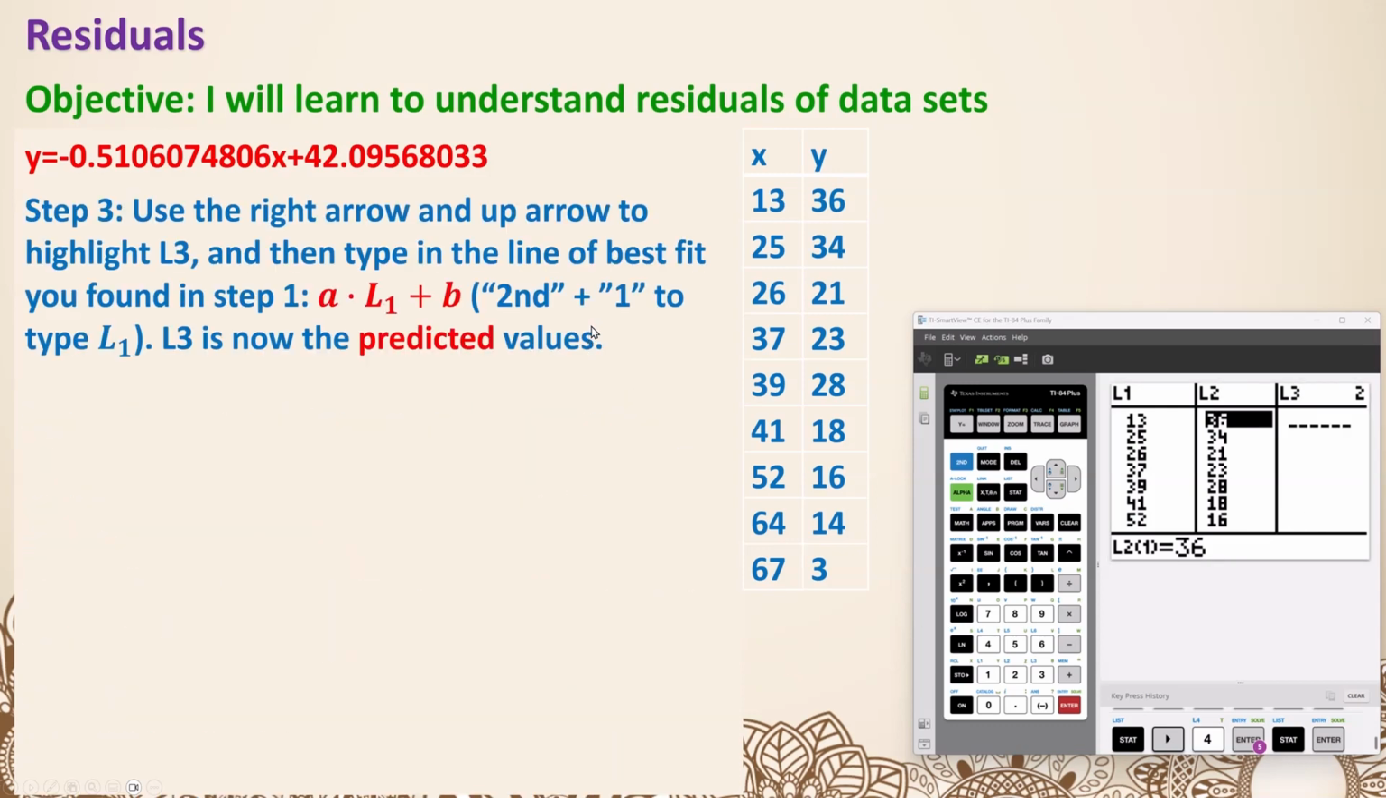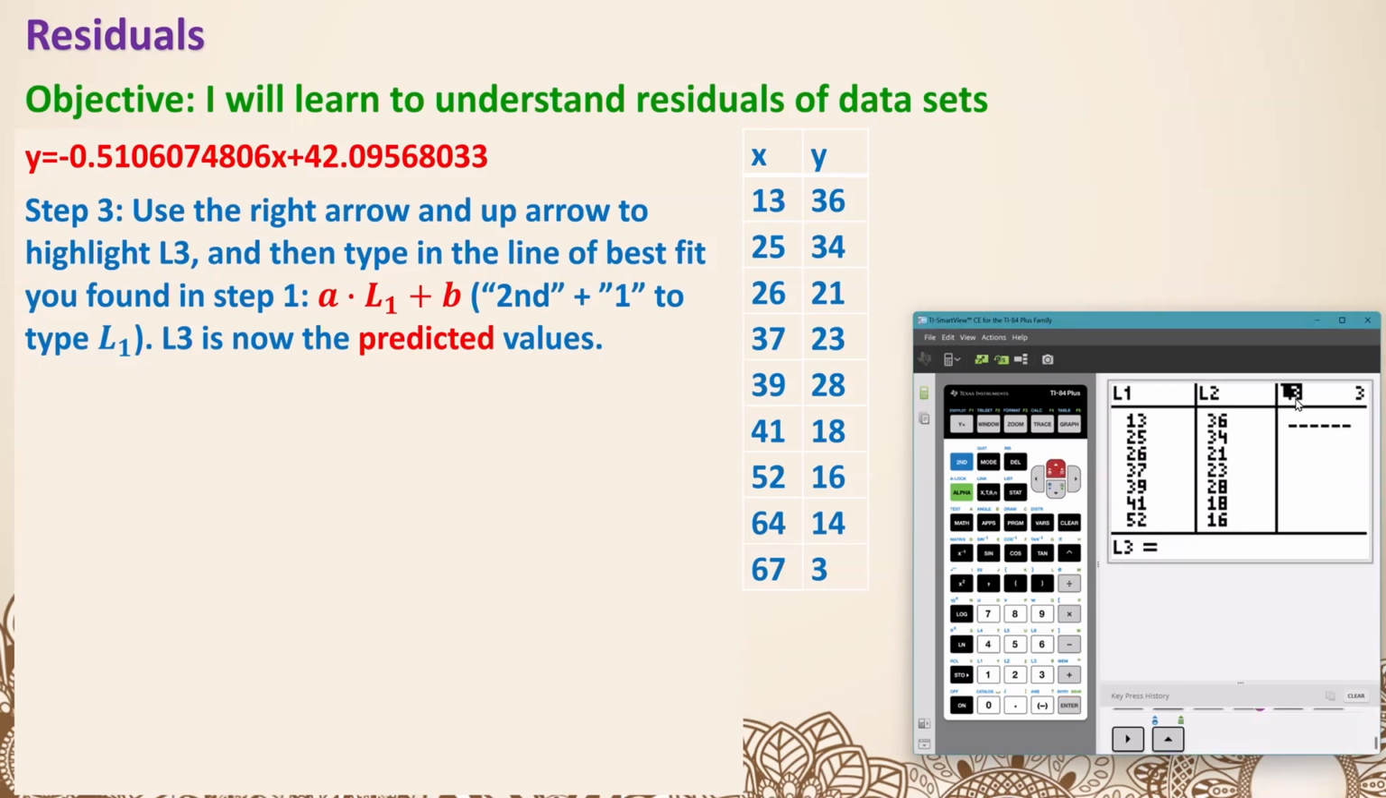Use the right arrow and up arrow to highlight L3. So right arrow, up arrow, highlight L3. You have to make sure you're not using the space right here, because that space needs just a number. You can't type in an equation. So you have to actually highlight L3, because that's telling the calculator, hey, I'm going to do something with this whole column with an equation. Then we can actually type in the equation. So we're going to type in the line of best fit that we already found in step 1.